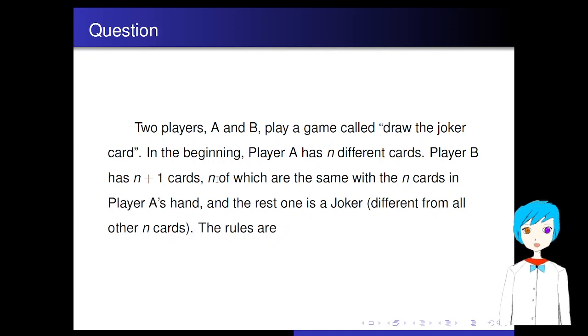In the beginning, player A has n different cards, player B has n+1 cards, n of which are the same as the n cards in player A's hand. And the red one is a Joker card. So the Joker card is different from all other n cards. We have three rules as following.